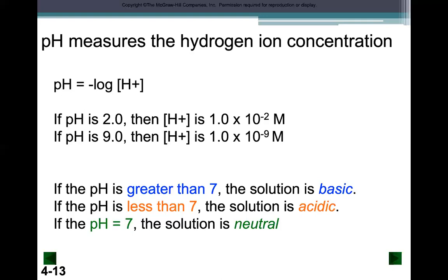So just remember that pH measures the hydrogen ion concentration. High pH means it's not acidic at all. It means it's very basic, lots of OHs. Low pH means it's acidic, has a lot of H pluses floating around. If it's neutral, we're at a pH of 7, so keep that in mind.